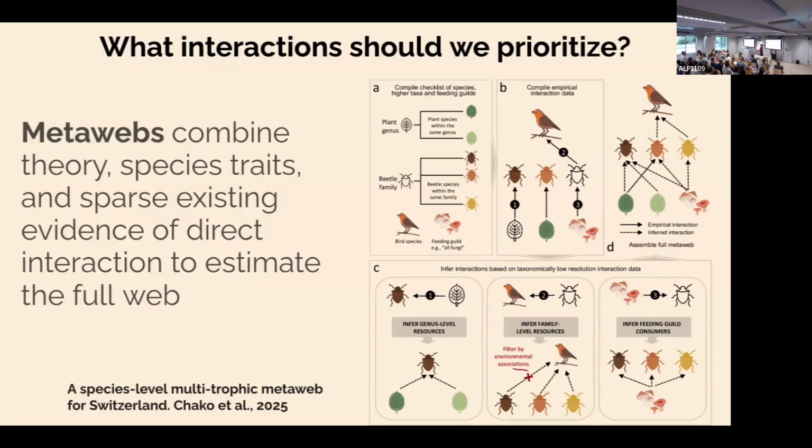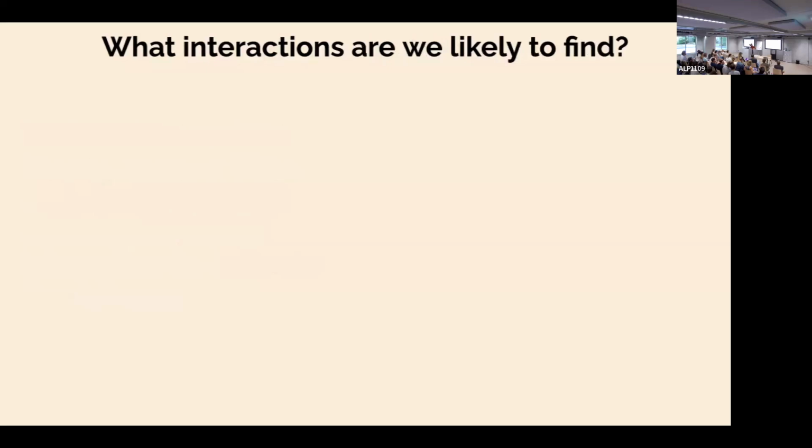They basically have these checklists of co-occurrence. They have empirical interaction data for a very, very small subset. And then they're assembling the metaweb based on some information about functional traits, and then they can actually try to infer these other interactions. So that's a start, and we're still iterating on exactly how we prioritize from the ecological side.